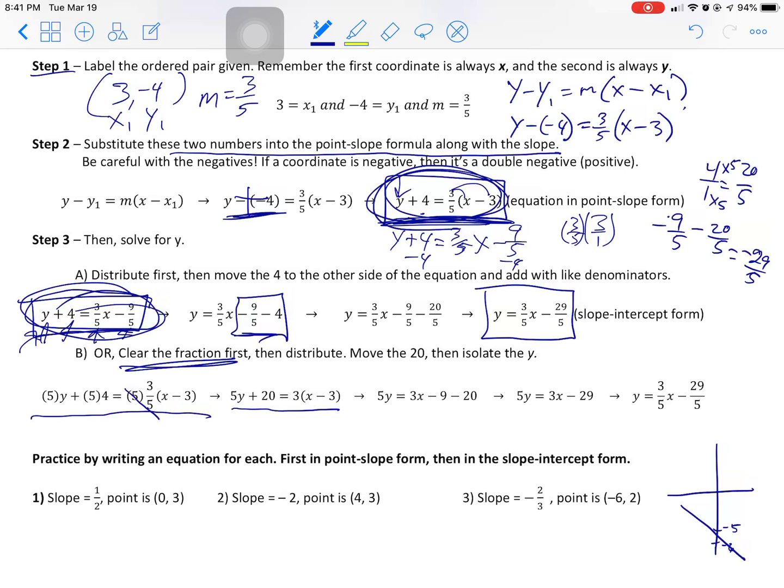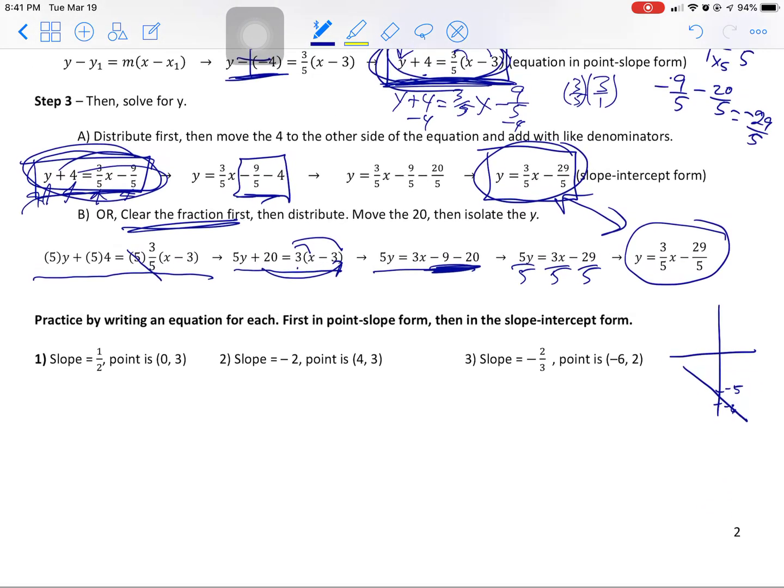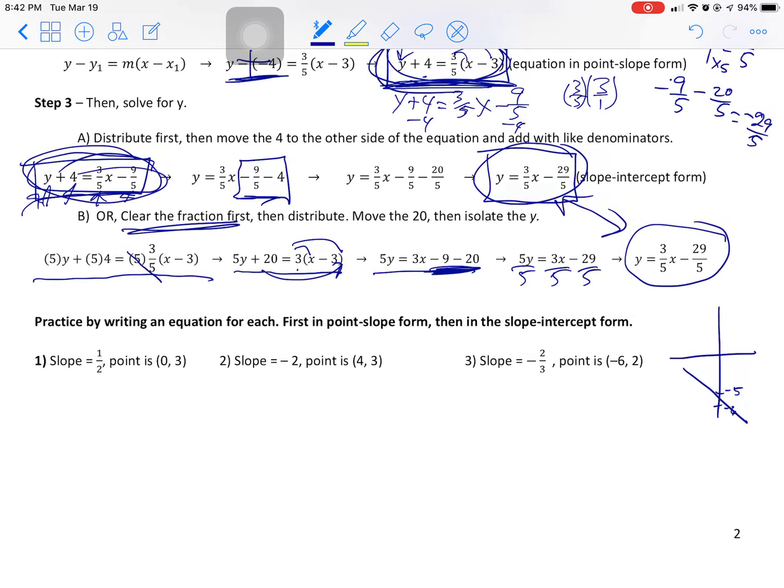So when you do that, you get a 3 to distribute. So that turns into that. And then you move the 20 over by subtracting it from both sides. So I get all this, I combine like terms right there, and then I divide by 5. And I will get the same thing as I got up here. Okay, so either way you want to do it works just fine.